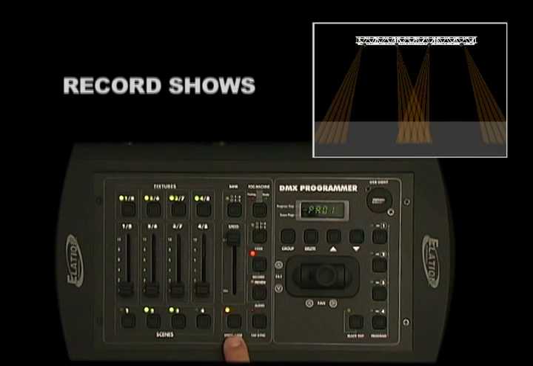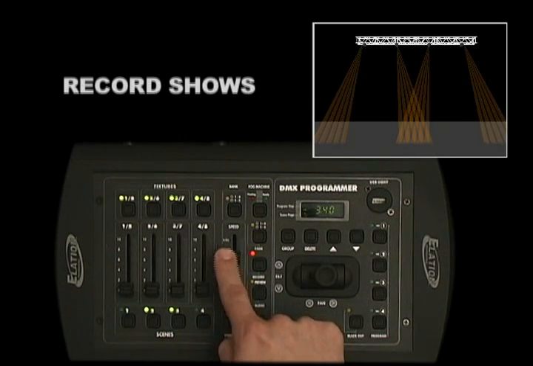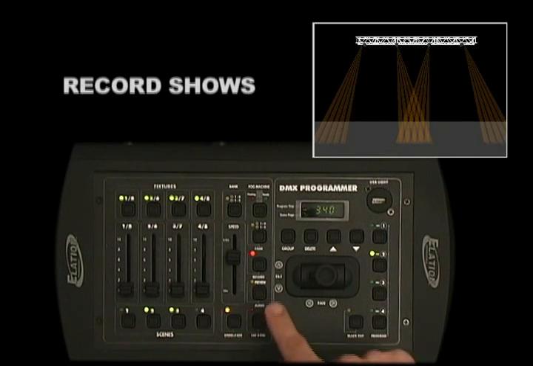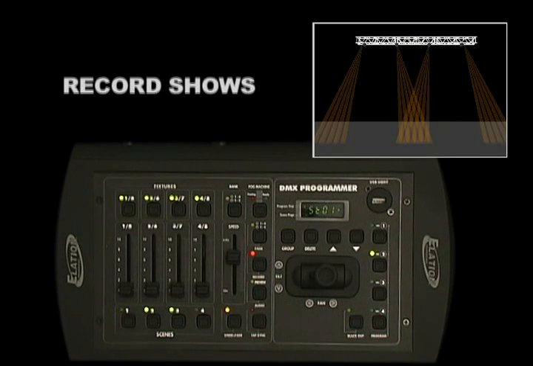Then press the record enter button. Select another scene that you want included as your second show step. Adjust the fader to set the hold fade time. Then press the record enter button.